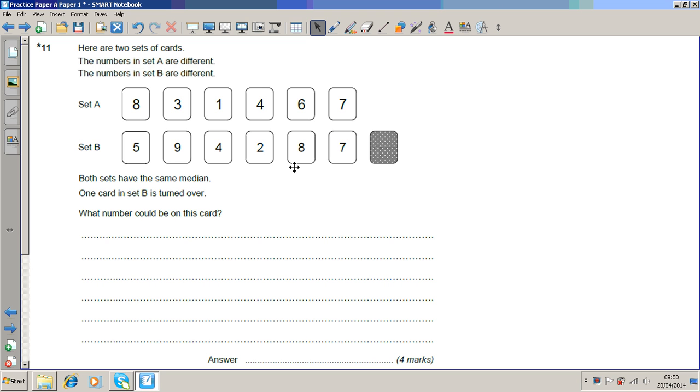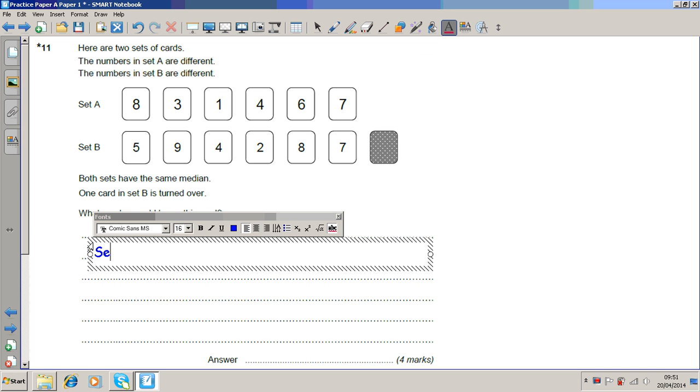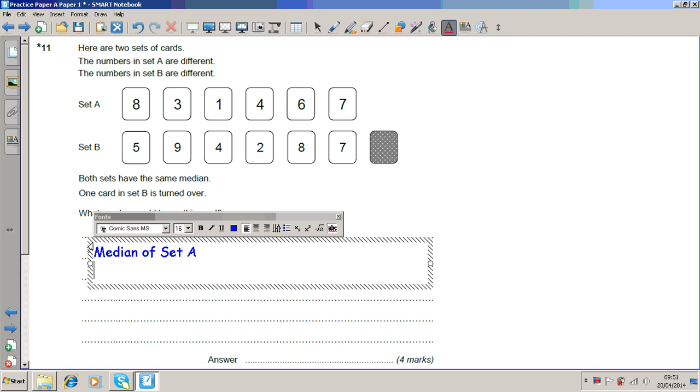Here are two sets of cards. The numbers in set A are different, the numbers in set B are different. Both sets have the same median. One card in set B is turned over. What number could be on the card? Okay. So, median. So median of set A.